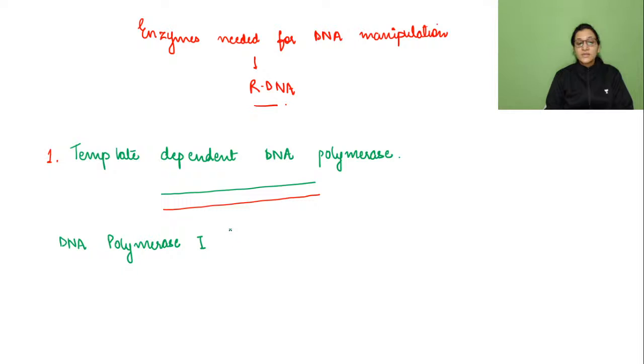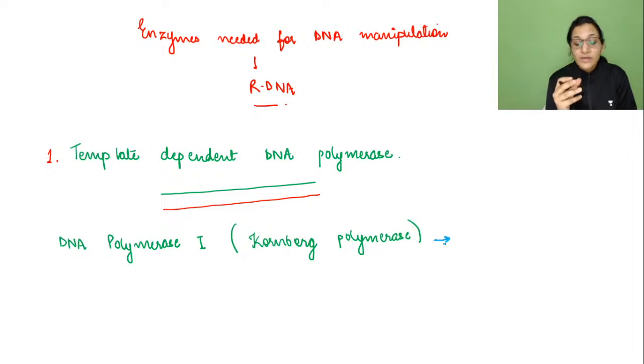This DNA polymerase 1 is also called Kornberg polymerase. It has certain activities. As we know, it extends the strand from the existing 3' to 5' template strand, and the new strand is 5' to 3'. If this is 3' to 5', this would be 5' to 3'. The two strands of DNA run anti-parallel, this we know.